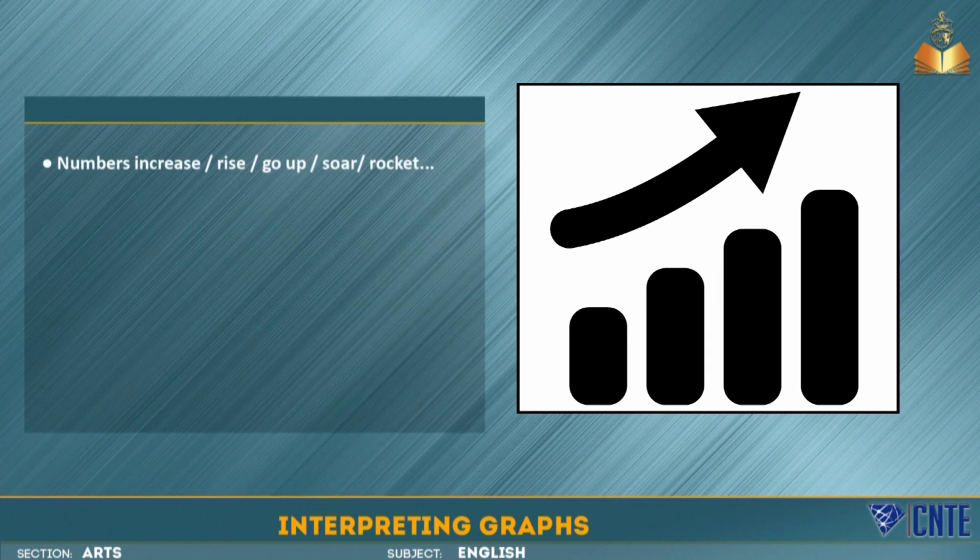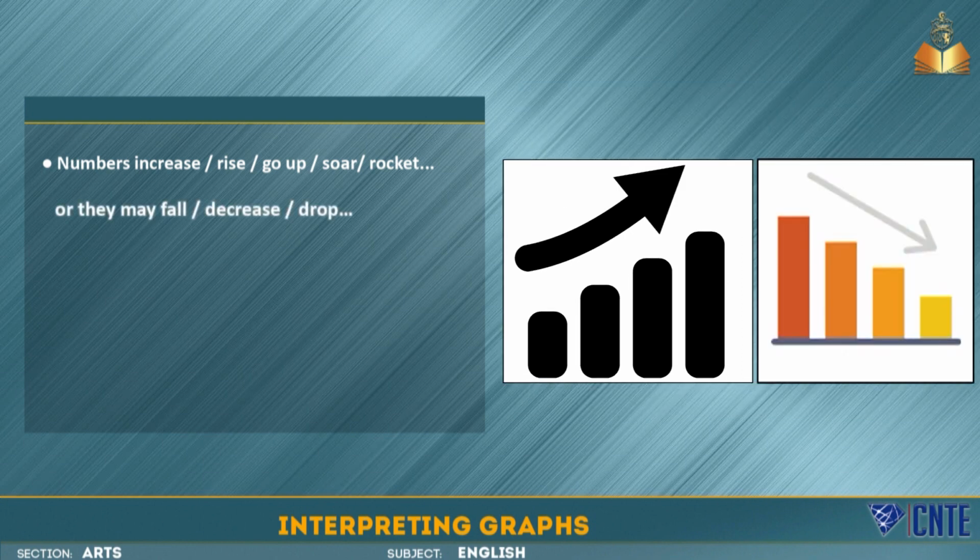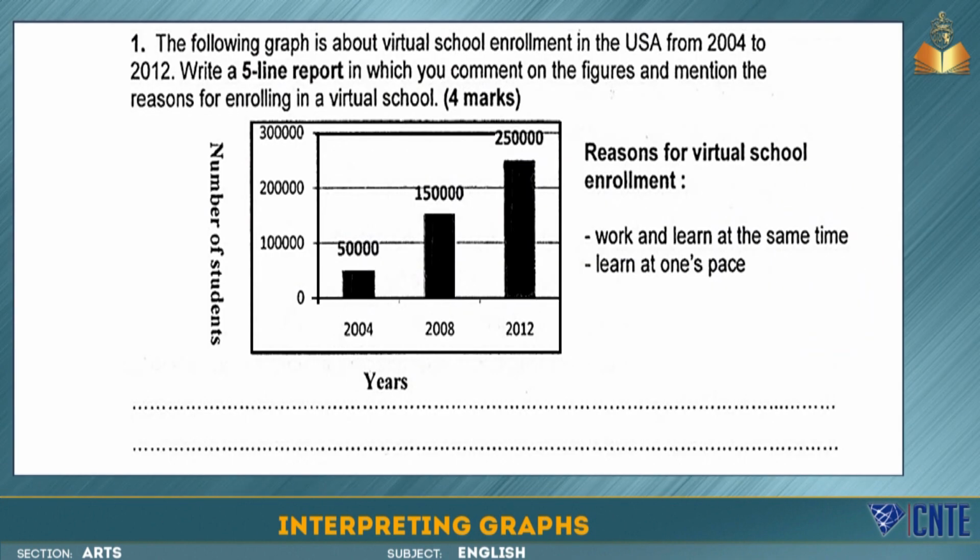In general, in statistics, numbers increase or rise or go up or soar or rocket, or they fall, decrease, or drop. In our task, the numbers are increasing steadily, from 50,000 students in 2004 to 150,000 in 2008 to 250,000 in 2012. The conclusion we can draw here is that every 4 years, the number rose by 100,000.